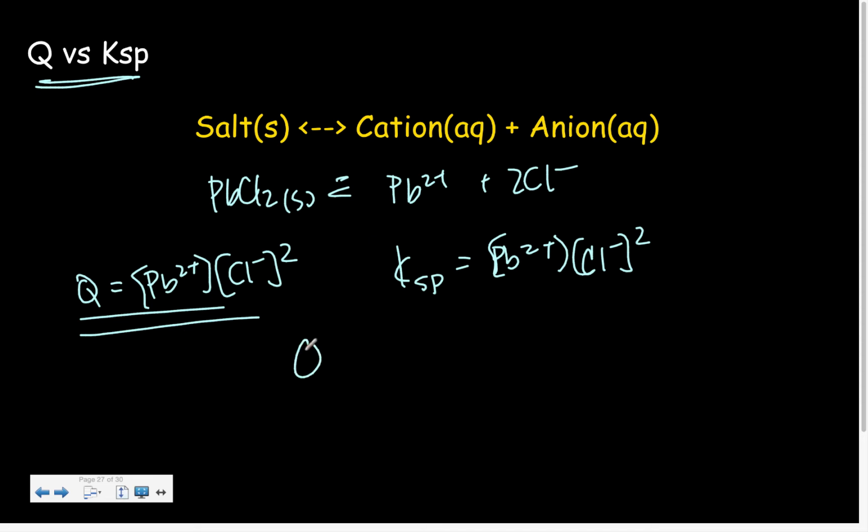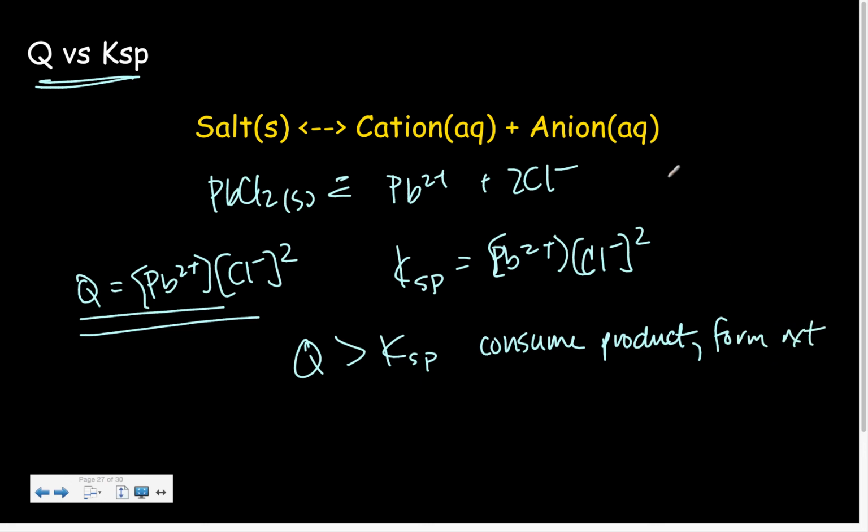Now, again, if my Q is bigger than my Ksp, what's that going to mean? What direction is my reaction going to go? If my Q is too big, bearing in mind that all of these are product over reactant for the most part, that means I have too much product. So what am I going to do? I'm going to consume product, and I'm going to form reactant. Now, if we look here, what does that mean? If I consume my products and I form reactant, that means I'm going to precipitate, yes?